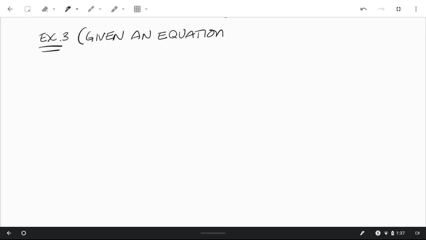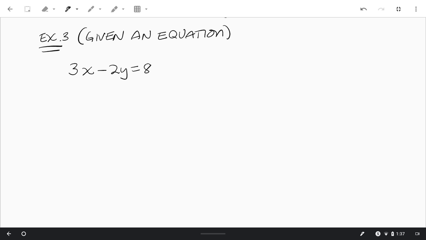All right, so last case, you're given an equation. So example number 3, given an equation. Suppose that you're given this equation here, 3x minus 2y equals 8.